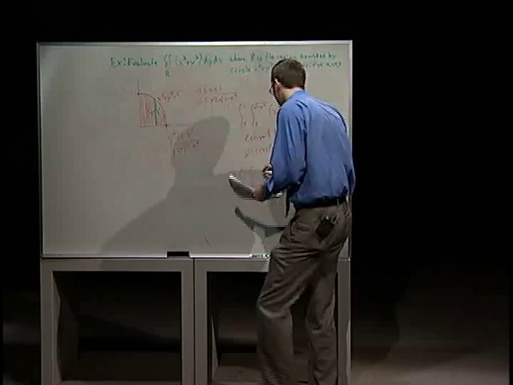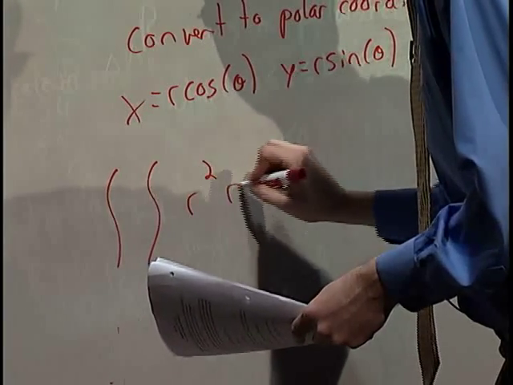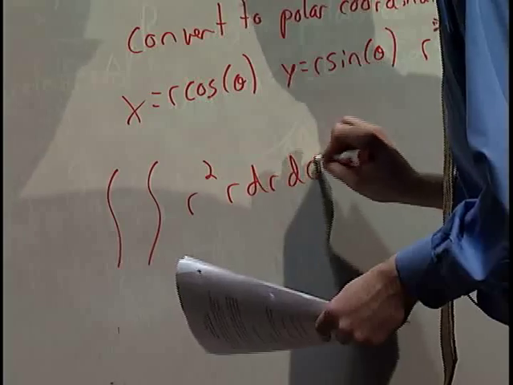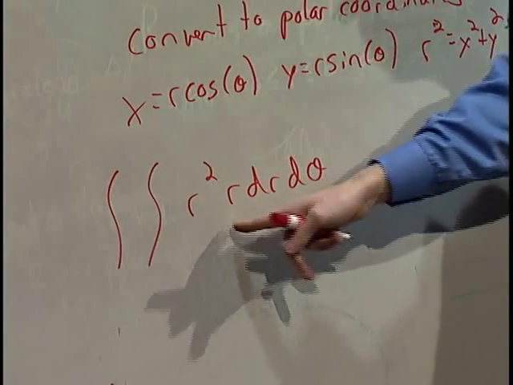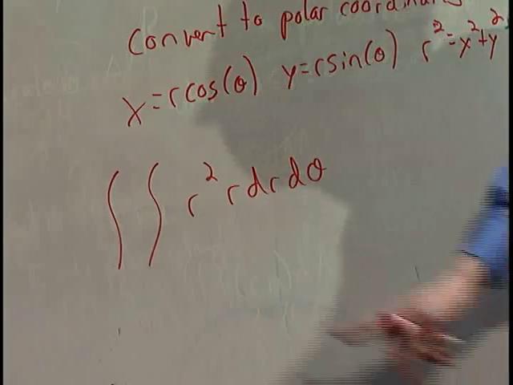So inside we just have an r squared, and we can't forget the extra r, right? So the extra r is always there. The extra r is always there in these integrals, right? dr d theta. What are the limits of integration?